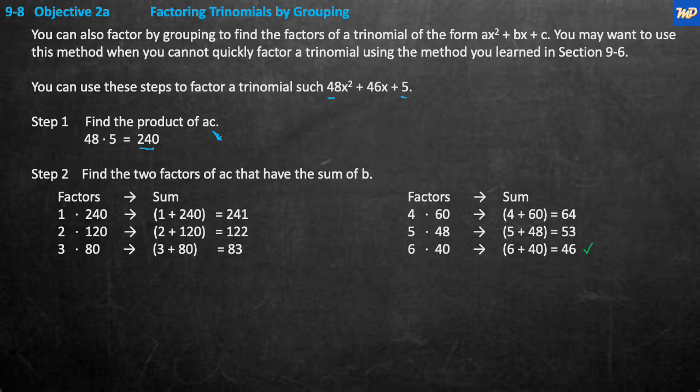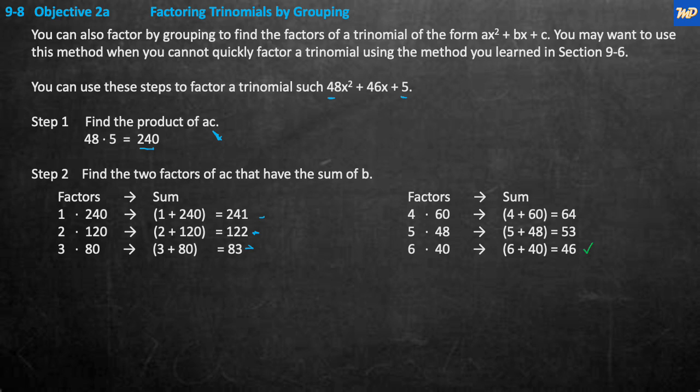So the first thing you do is say, what is 1 times 240? Those are the first two factors. You add them together and you get 241. Is 241 the number we're looking for? No, we're looking for 46. How about 2? The next pair is 2 times 120, because 2 times 120 is 240. Is 2 plus 120 equal to 46? No. How about 3 times 80? That's 240. Is 3 plus 80 46? No, that's 83.